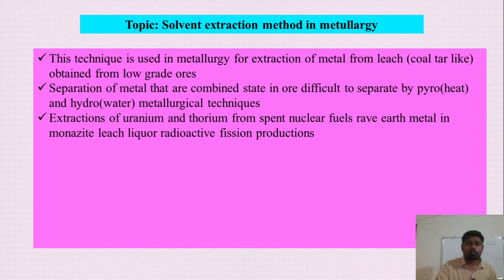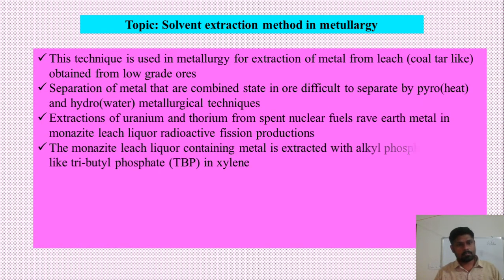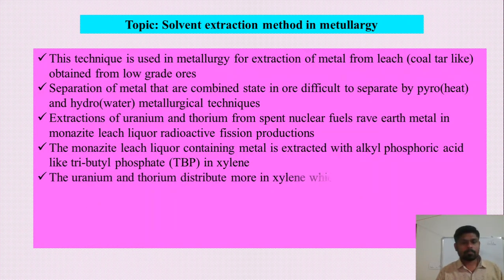Examples are the extraction of uranium and thorium from spent nuclear fuels, rare earth metals in a monazite leach liquor, and radioactive fission products. The monazite leach liquor containing metal is extracted with an alkyl phosphoric acid, like tributyl phosphate in xylene. That is the process of extraction of uranium and thorium from spent nuclear fuels from nuclear reactors.